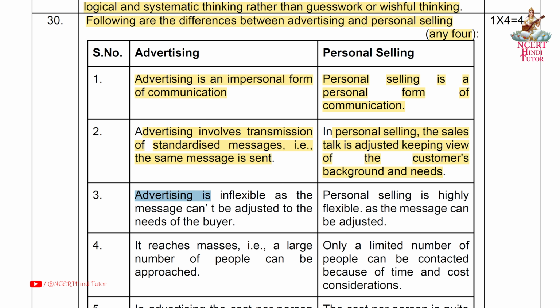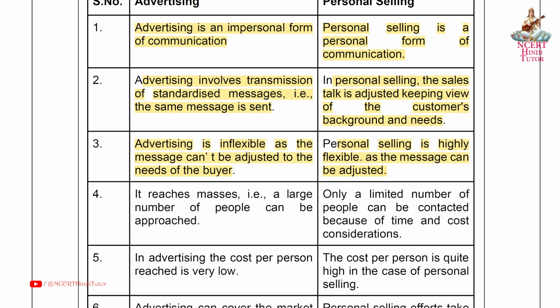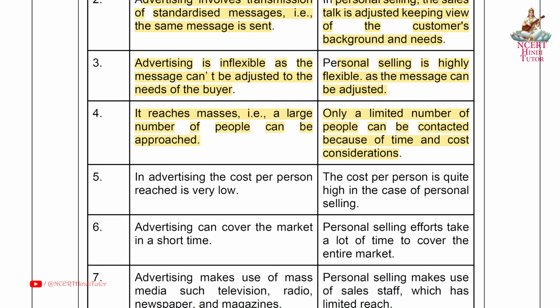Third, advertising is inflexible as the message can't be adjusted to the needs of the buyer. Personal selling is highly flexible as the message can be adjusted. Fourth, advertising reaches masses, that is, a large number of people can be approached. In personal selling, only a limited number of people can be contacted because of time and cost considerations. Fifth, in advertising, the cost per person reached is very low. In personal selling, the cost per person is quite high.